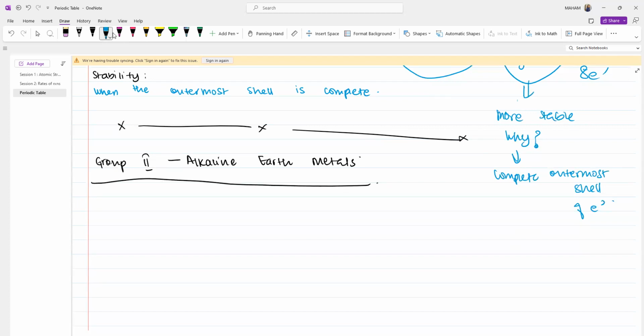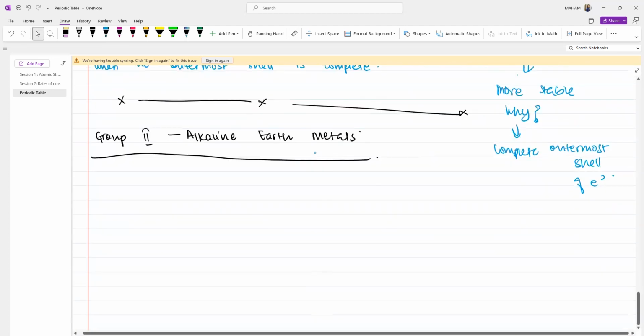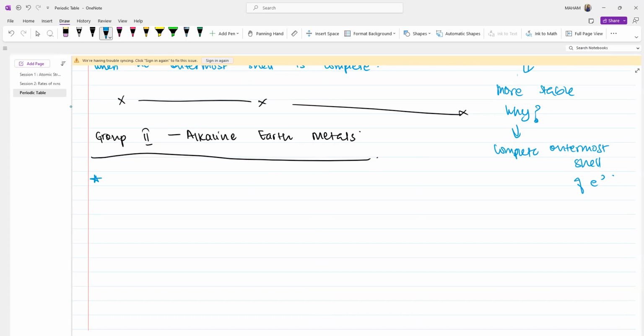Okay. Now, since we've already done the explanation part for reactivity, for melting points, etc., we're only going to be writing the notes now. But if you still have any questions, just drop me and I'll explain it to you again.